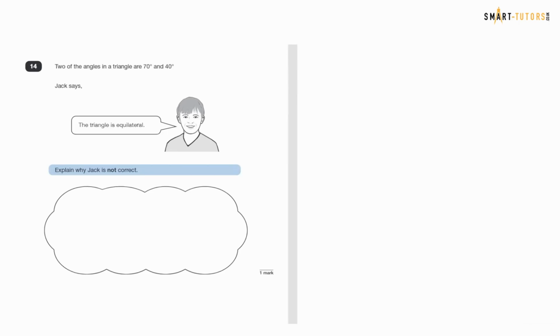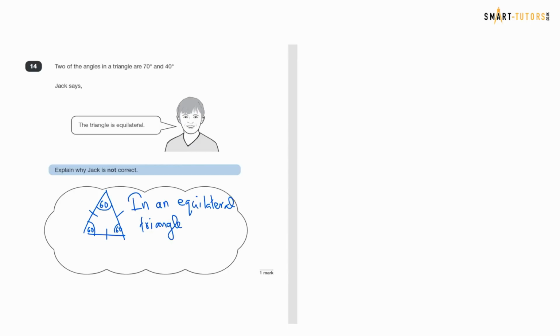Question number 14. Two of the angles in a triangle are 70 and 40. Jack says the triangle is equilateral. Explain why Jack is not correct. So in an equilateral triangle, all the sides are equal. All the angles are equal as well. So it's 60 degrees for each angle. So that's why he is not correct, because two angles are 70 degrees and 40 degrees. So yes, he is wrong.